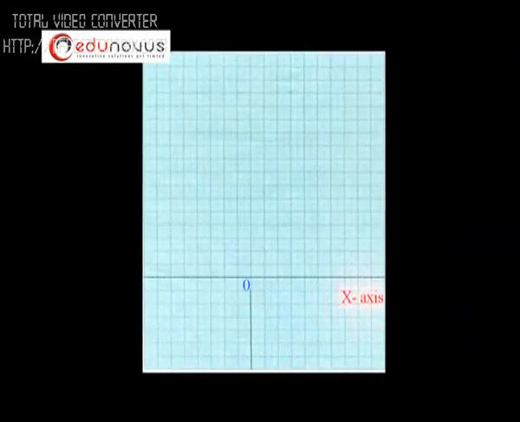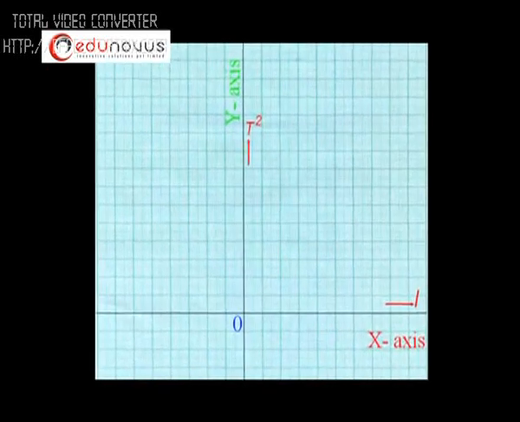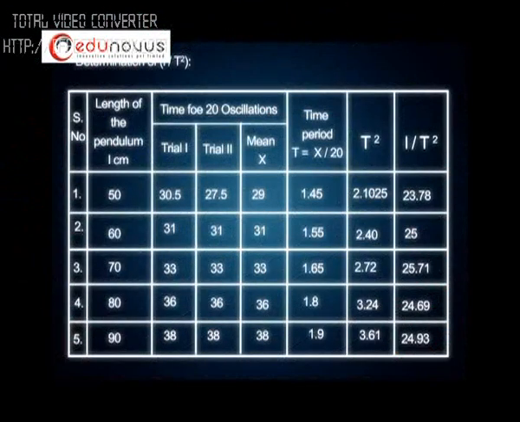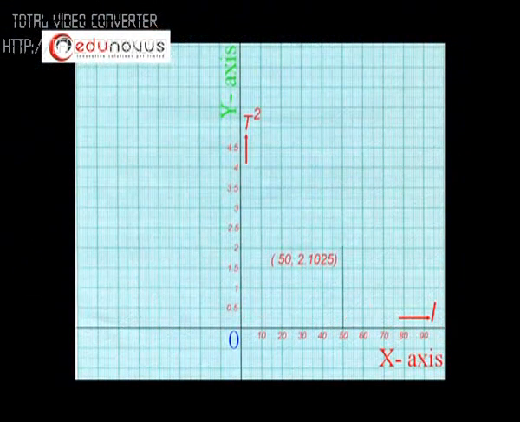Now, we plot the graph by taking L values on x-axis and T square values on y-axis. We consider a suitable scale. On x-axis, 1 centimeter is equal to 10 centimeters. On y-axis, 1 centimeter is equal to 0.5 seconds. Now, from the observations, for L is equal to 50, T square is equal to 2.1025. Plot the point 50, 2.1025 on the graph. Similarly, plot all the points on the graph.